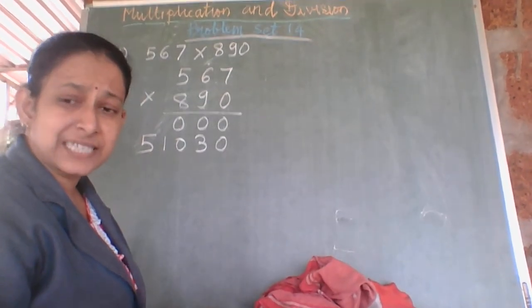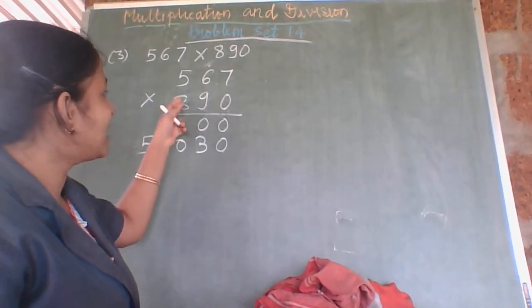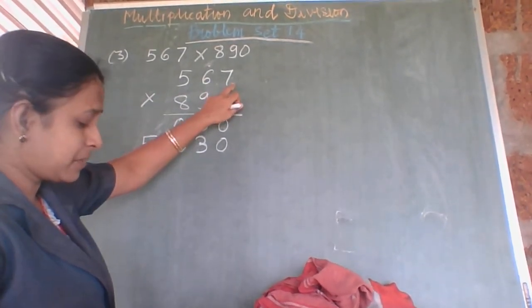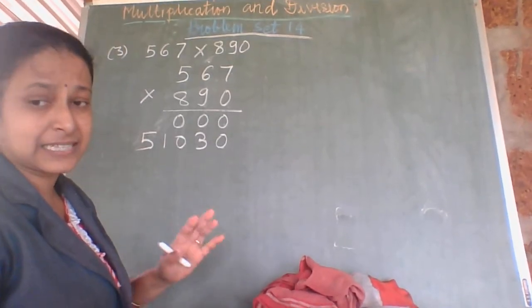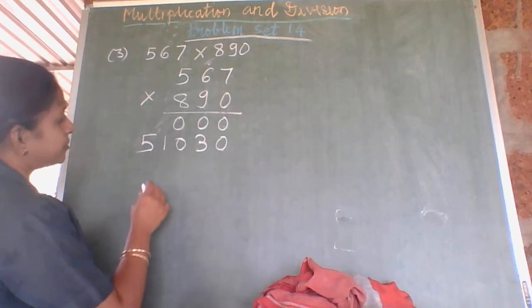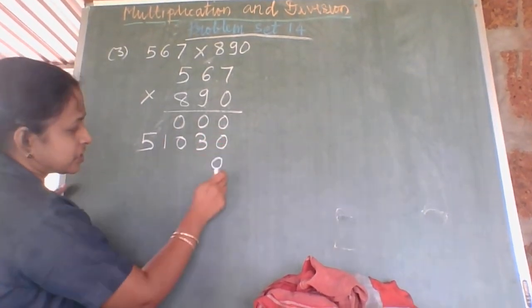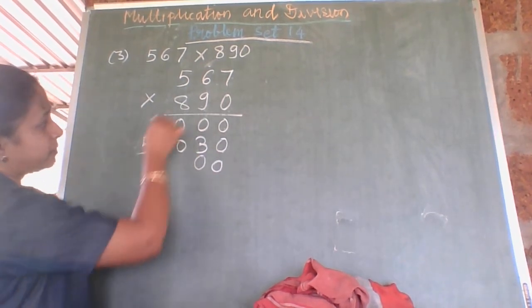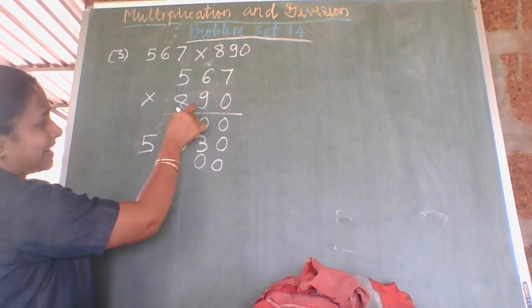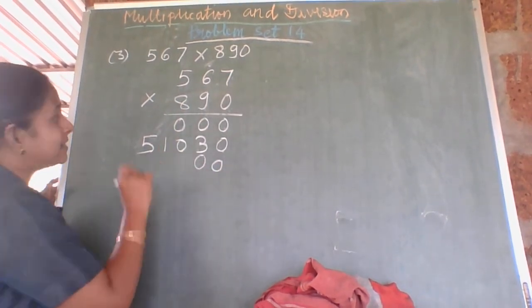Those who don't know 8's table also, we can do it very easily. Okay, first of all, you have to remember what 8 sevens are. 8 sevens are 56. So what you will do? You will write first here 0 in units place, then again in tens place you are going to write 0, because now we are dealing with 800s. So therefore in units place and tens place you are going to write 0 0.